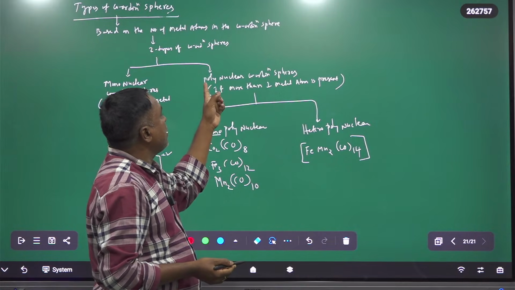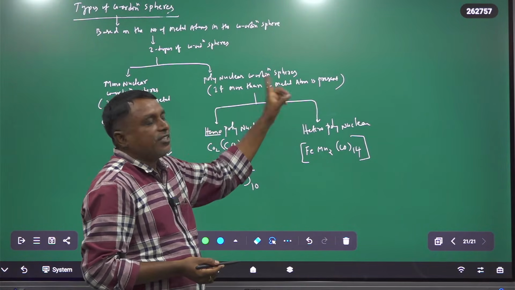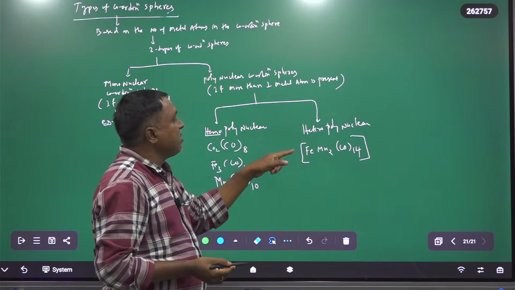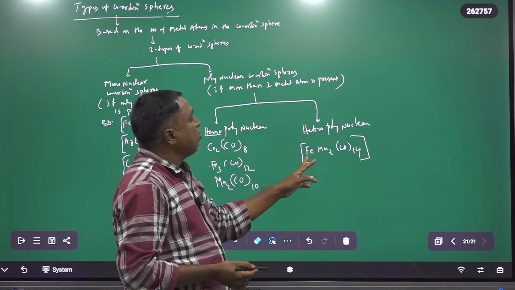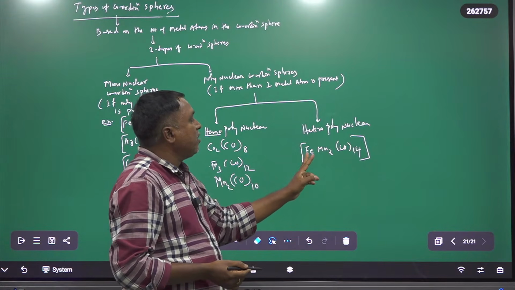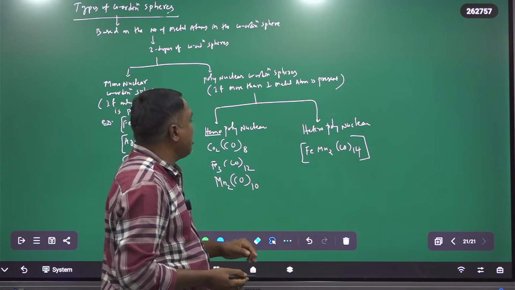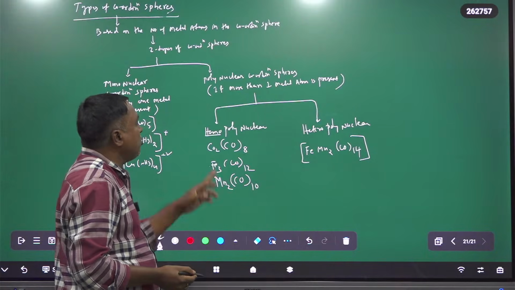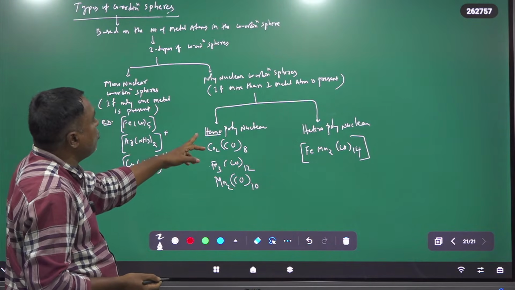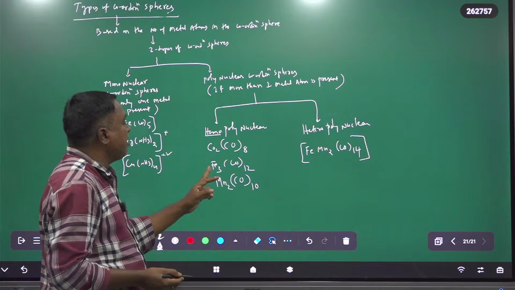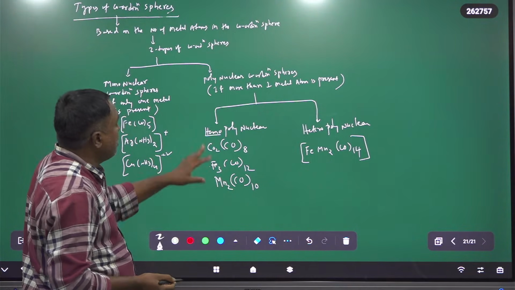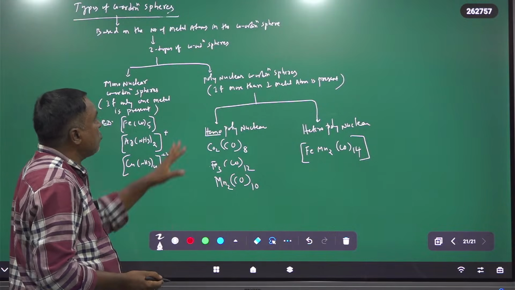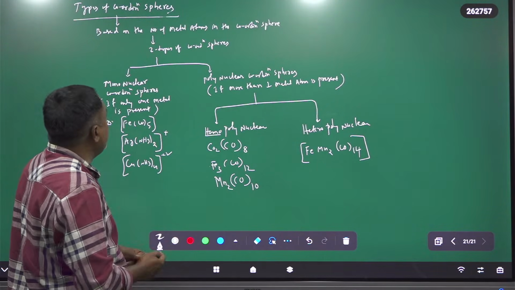Therefore, it is belonging to what? Polynuclear coordination sphere, under which it is a hetero-polynuclear compound because the metal atoms are different. One is iron, 2 are manganese atoms. This is the hetero-polynuclear. These are under homo-polynuclear: Co2(CO)8, Fe3(CO)12, Mn2(CO)10. So these are polynuclear coordination spheres.